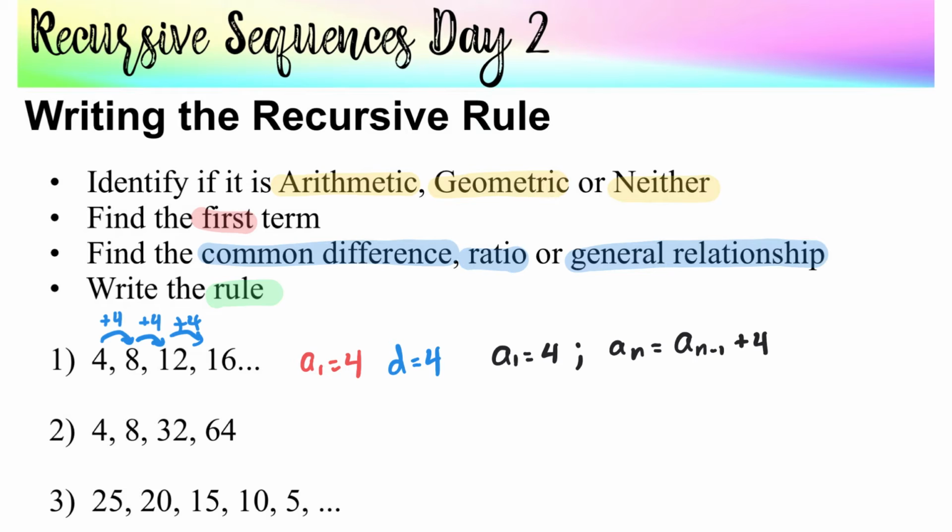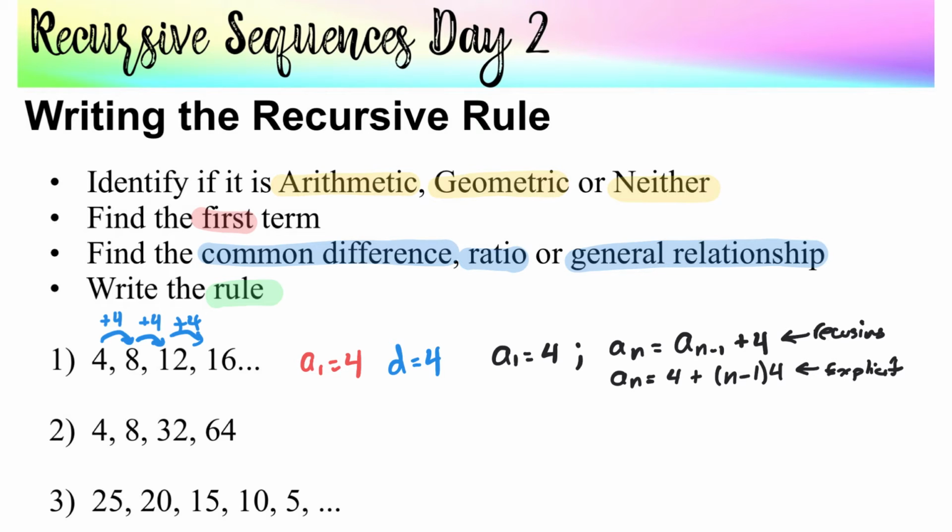You could have done the explicit rule, and the explicit rule would have been a sub n equals our first term, which in this case is 4, plus n minus 1 times our common difference, which is 4, since we keep adding 4 on this one. Now, again, like I said, this is recursive, which is what we were looking for. And then this one here is explicit.